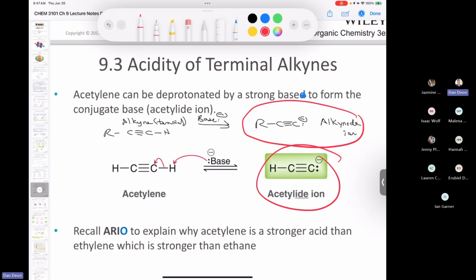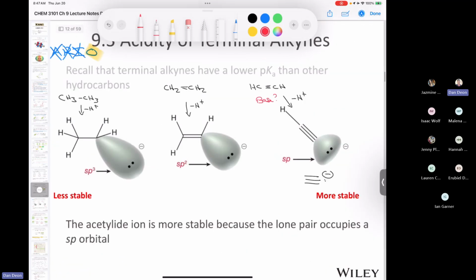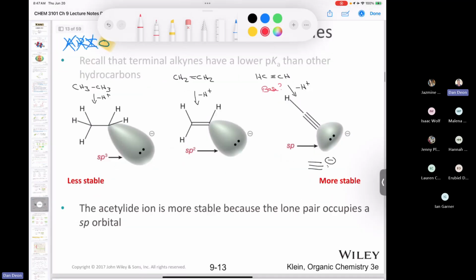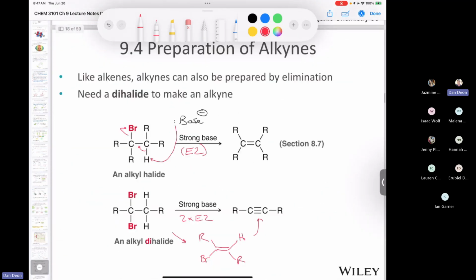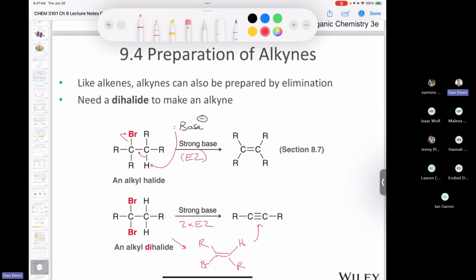Since we usually use sodium amide or sodium hydride, the cation to these is more often than not going to be sodium. So we use sodium acetylide a lot as a reagent. So we went over the explanation of the pKa. All right, so we covered all that. And then we looked at how to prepare an alkyne, which is just a double elimination followed by deprotonation and then a proton transfer after you put in some water at the end.